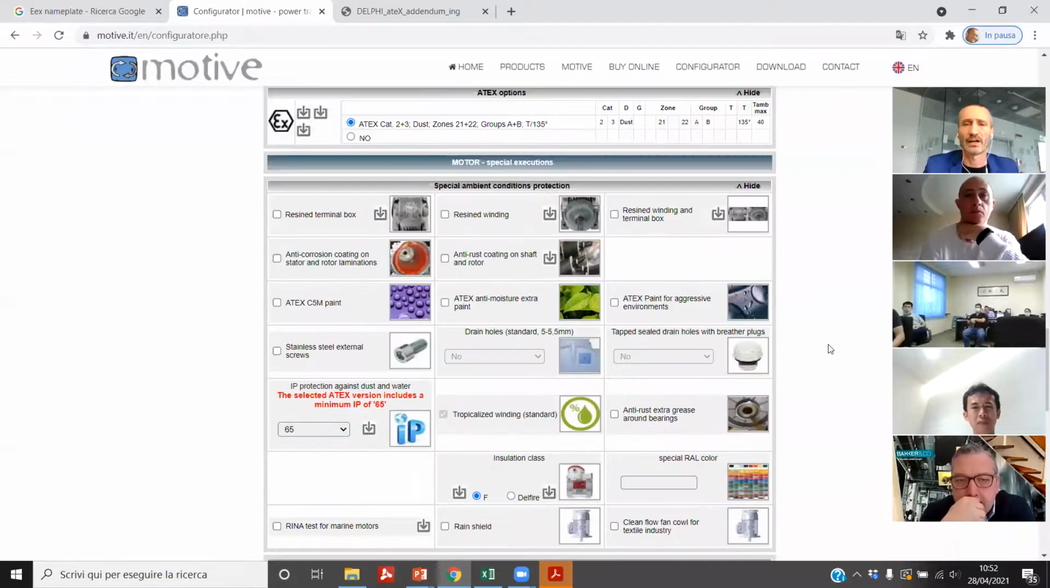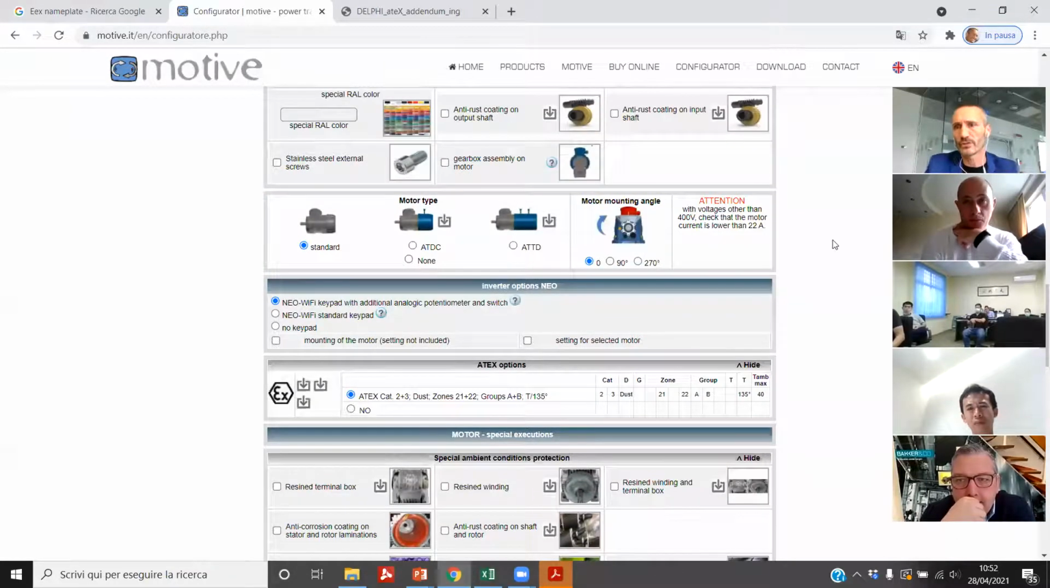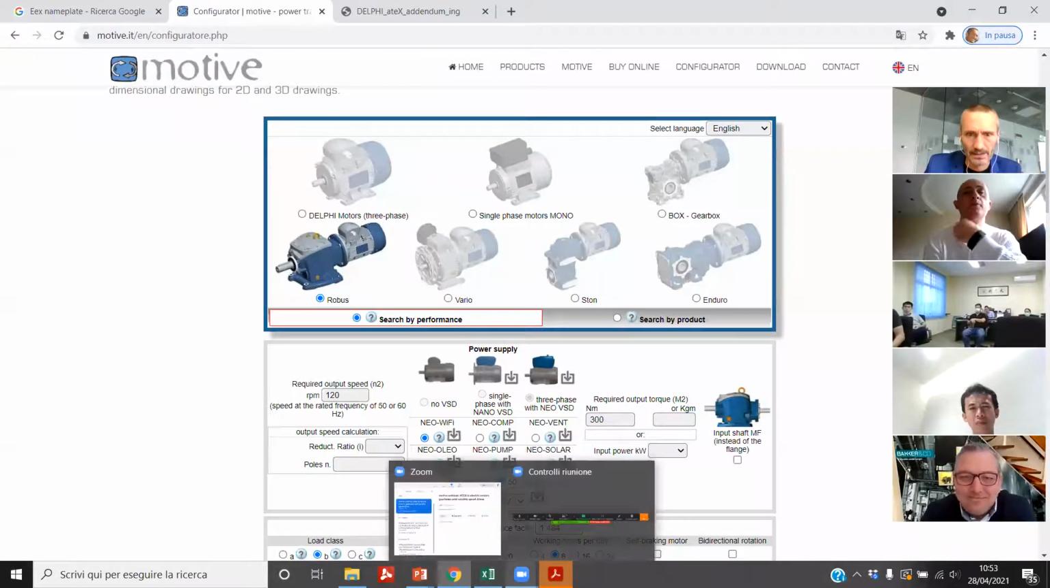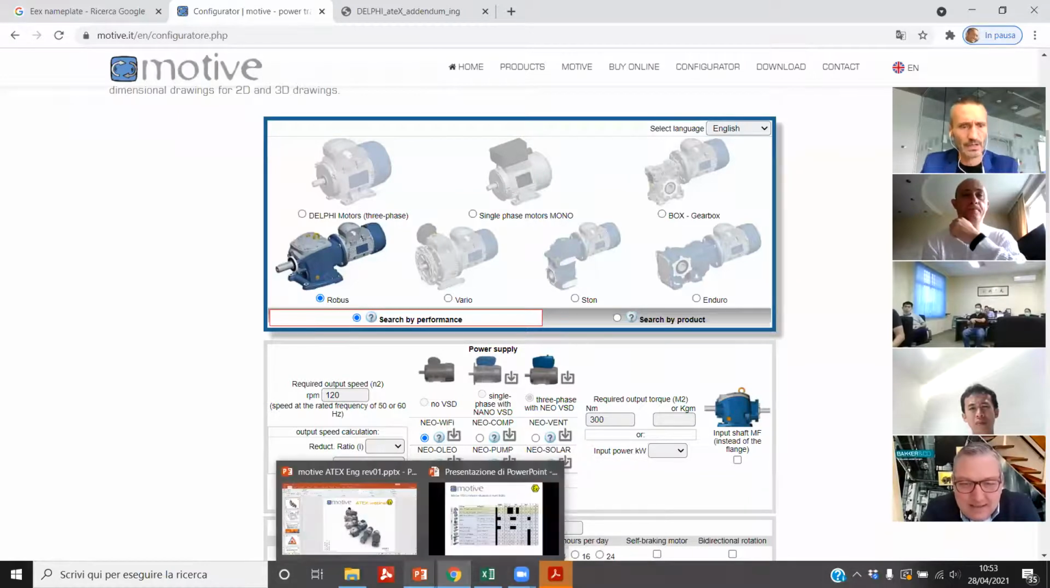Then I'm not going to show you here how the configurator works, as I often used to say, like to children, learn by playing. Back to our slides.